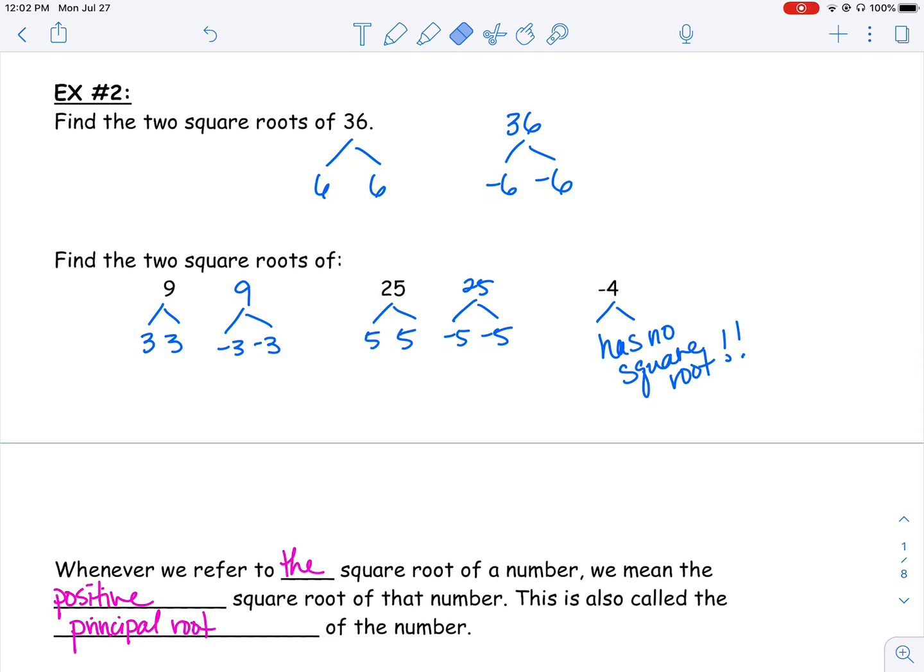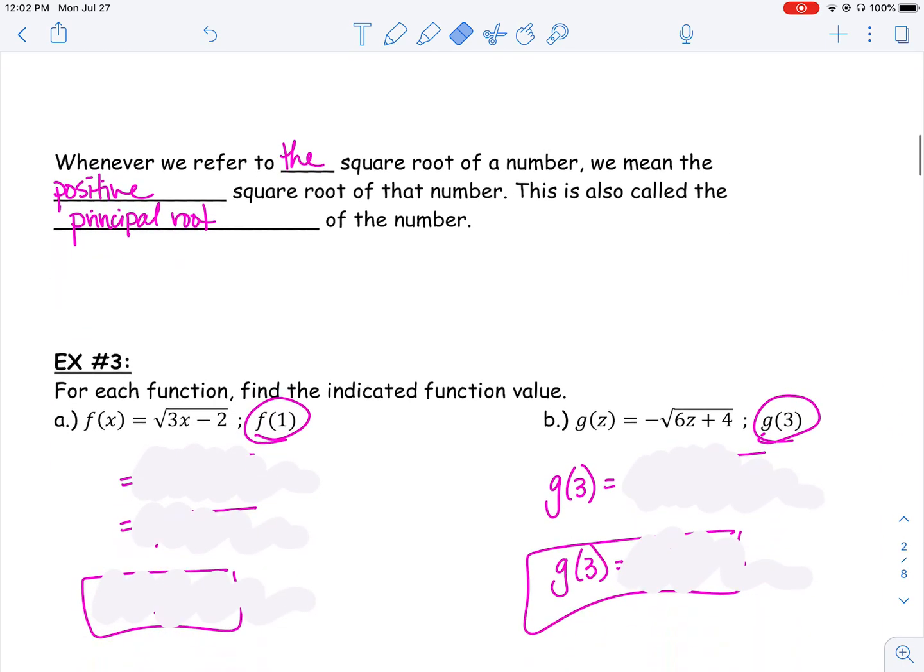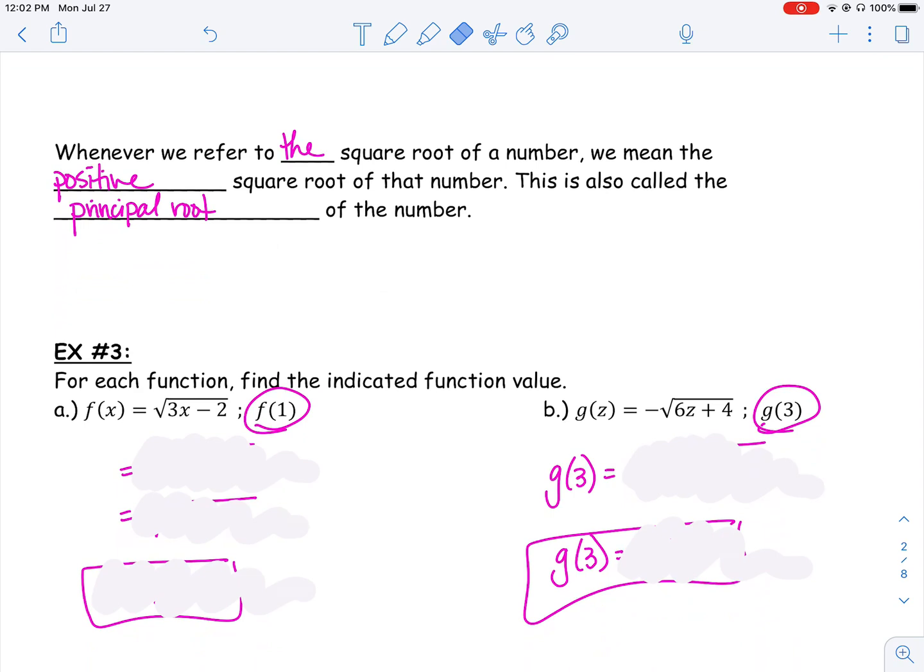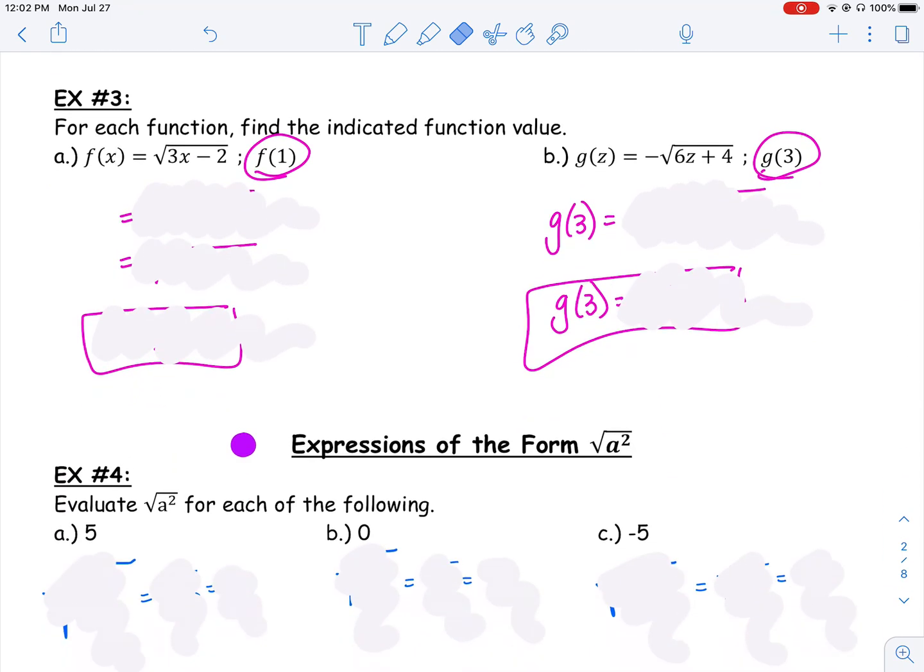Now, typically though, anytime I ask you for the square root of 25, the square root of 36, what I'm really asking you for is just the positive square root of that number. It's also called the principal root. So anytime we ask you what the square root of a number is, we typically only think about the positive square root. The square root of 25 is +5, the square root of 36 is +6, and so on.